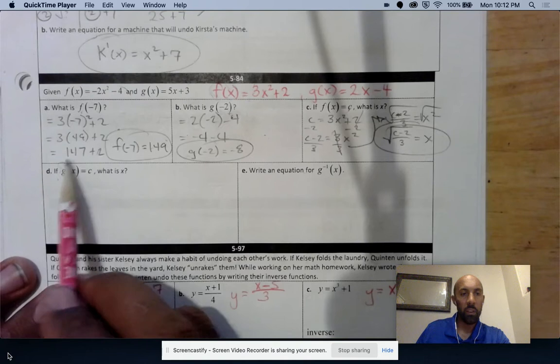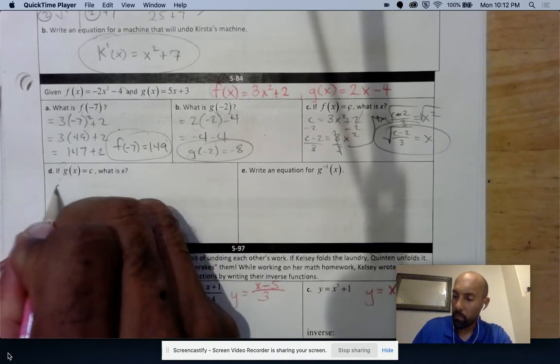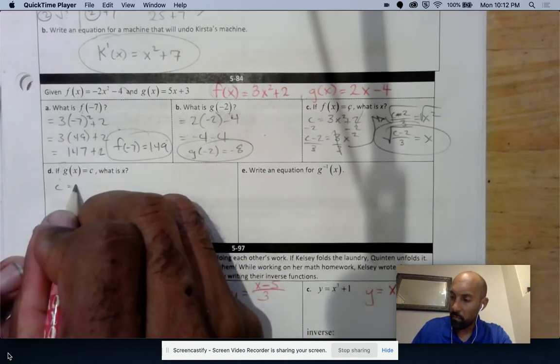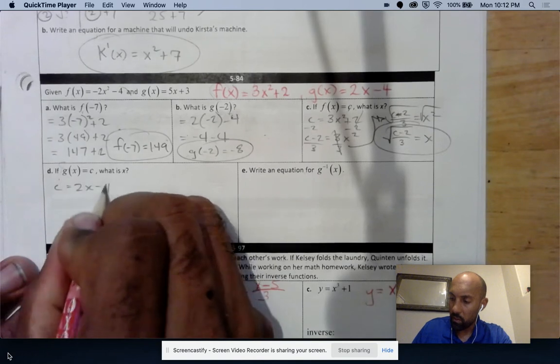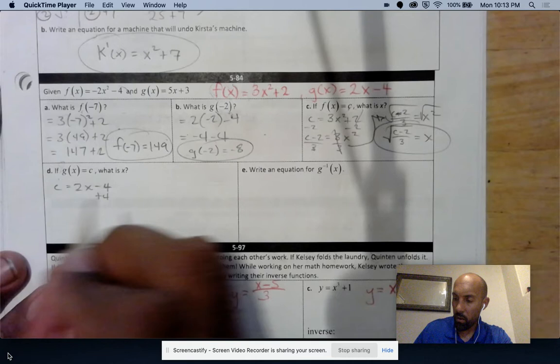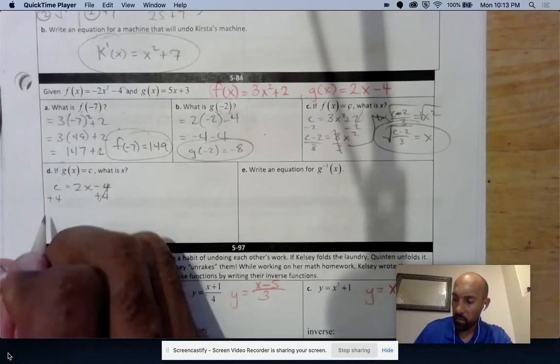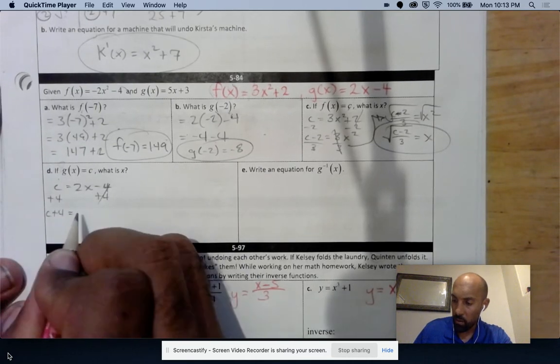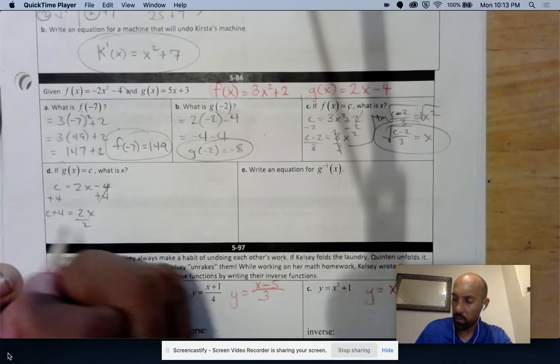Now I'll do the same thing here with g of x. Plug in the c. This one will be a little easier because it's a linear function, not a quadratic. Here I'm going to add 4 to both sides. C plus 4 here, 2x here, and then I'll divide both sides by 2.